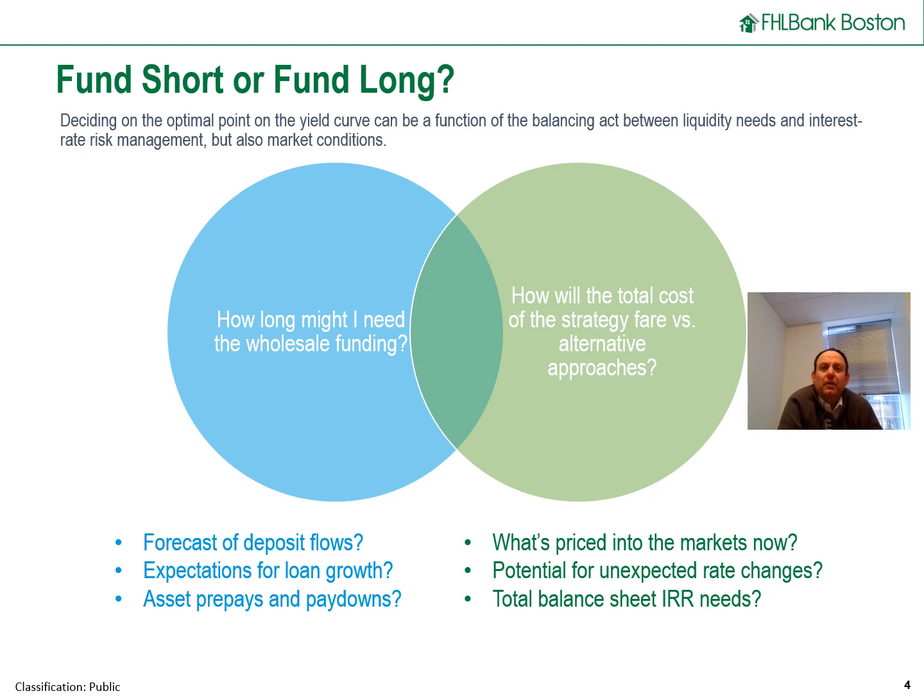The first component, on the right-hand side in green here, is more of the interest rate risk and interest cost side of things, and how the total cost of the strategy will fare, whether we're funding short or long, versus an alternative approach. A couple of the considerations we have to factor in are what's priced into the market and the yield curve right now, and we'll follow up with that on the following slides. But there's also the component of what is the potential for those market expectations to change over time.